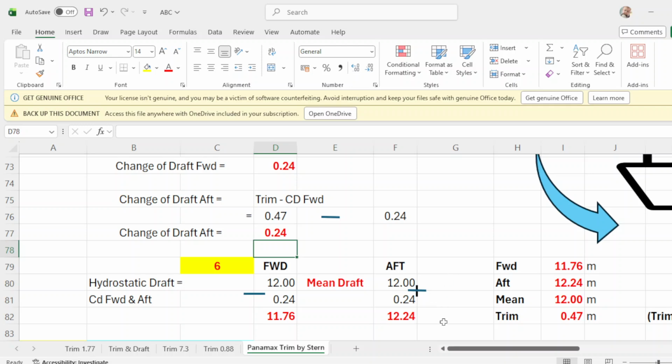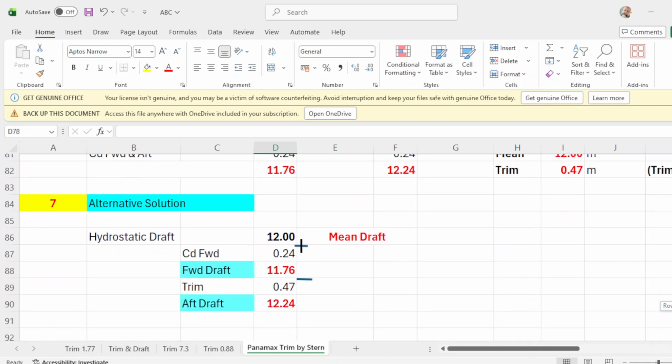Since you are trimmed by the stern, you will have more drop up and less drop forward. The shape just goes like this because you are trimmed by the stern. So subtract 12 meters minus 0.24, that will be 11.76. Then 12 meters you add with your 0.24 change of drop up, that will be 12.24. And your mean drop will be 12 meters exactly. Okay, and that's number 6.